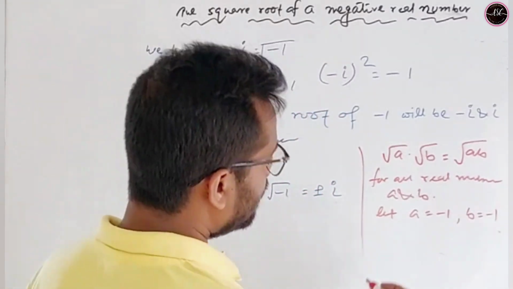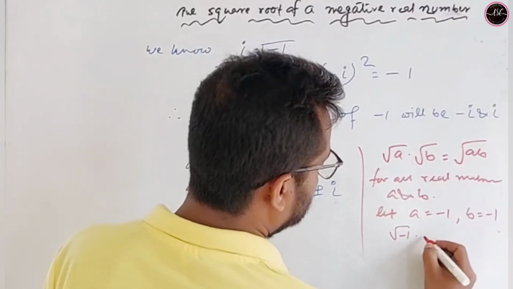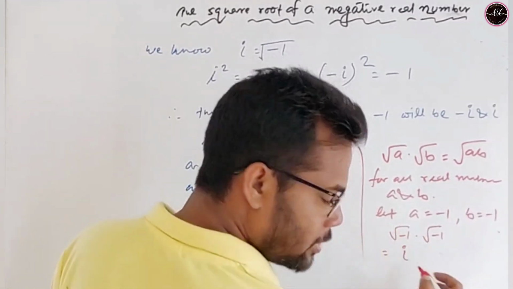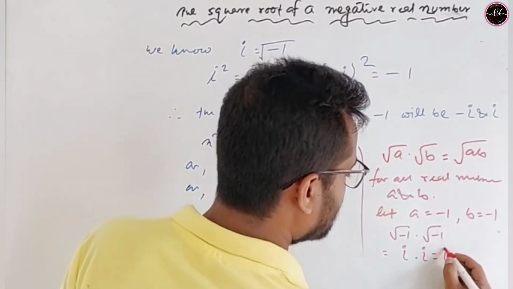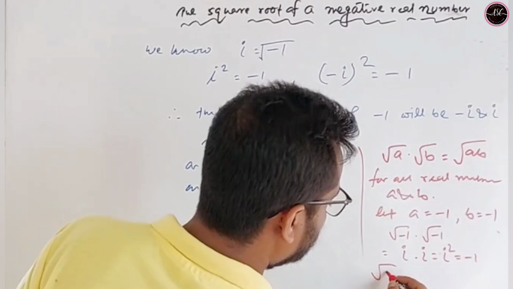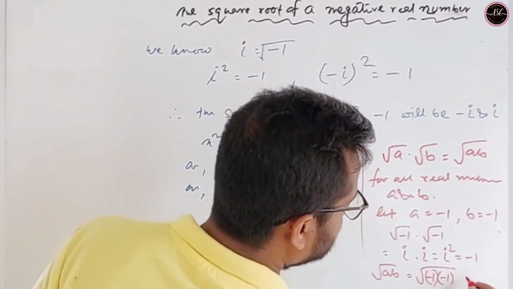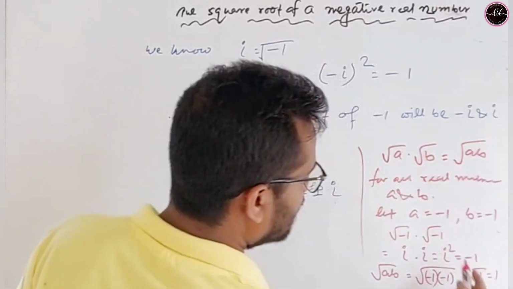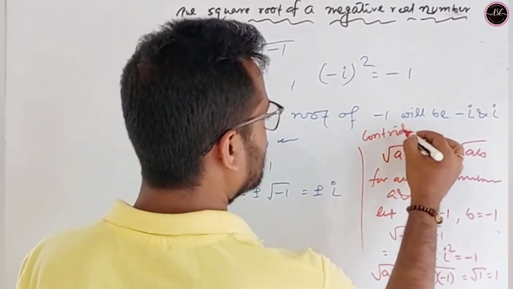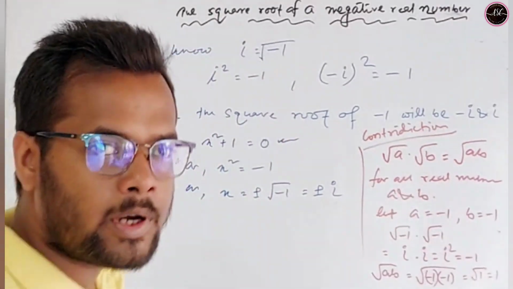Okay, here just see root of minus 1 dot root of minus 1. What is the value? Root of minus 1 means i, and dot i, that means i square equal to minus 1. But in this form, root of ab equals root of minus 1 dot minus 1, and minus 1 times minus 1 will be positive, so root of 1 equals 1. Here minus 1 is not equal to 1, so there is a contradiction. Okay, this example is very important, so this should be remembered.